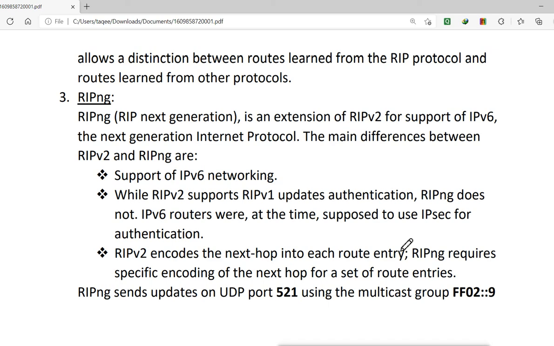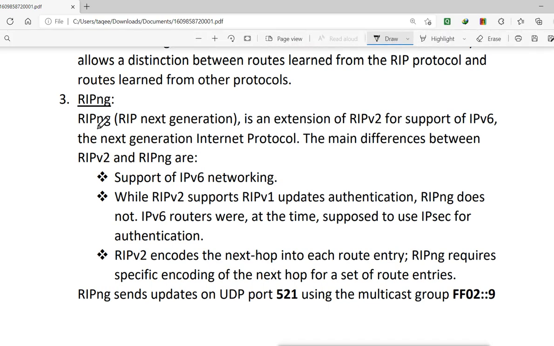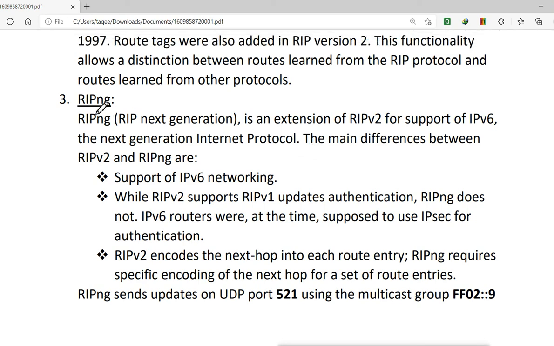Then we have RIPng. RIP next generation is an extension of RIP version 2, and it is for support of IPv6, the next generation internet protocol. RIP version 1 or 2 did not have support for IPv6. That is why we now have RIPng, next generation. The main difference between RIP version 2 and RIPng is that it supports IPv6 networking. And while RIP version 2 and RIP version 1 support update authentication, RIPng does not. IPv6 was at that time supposed to use IPsec for authentication.